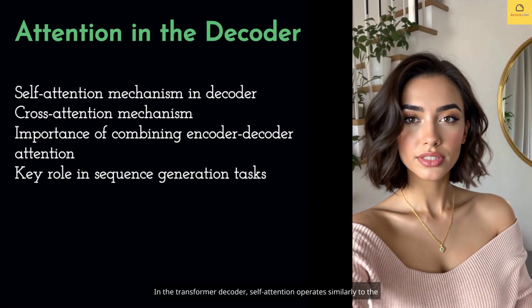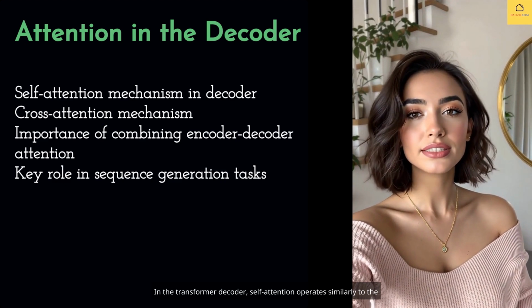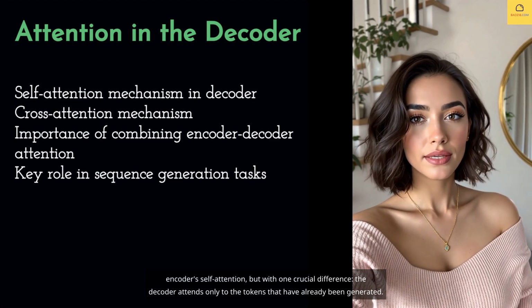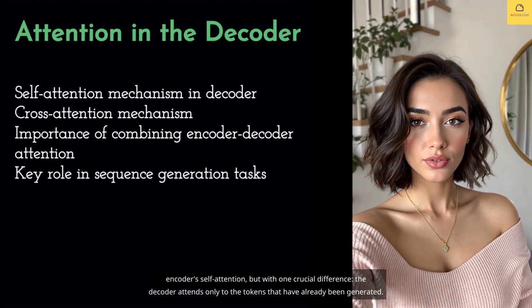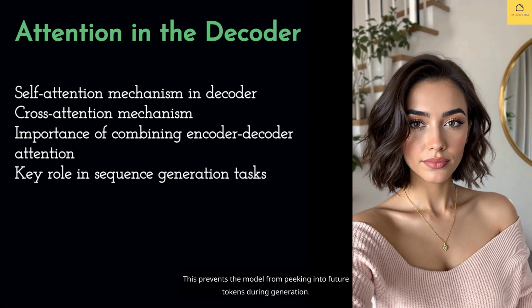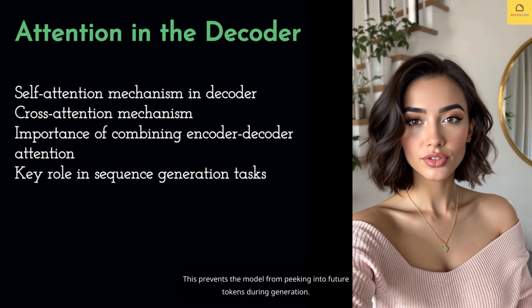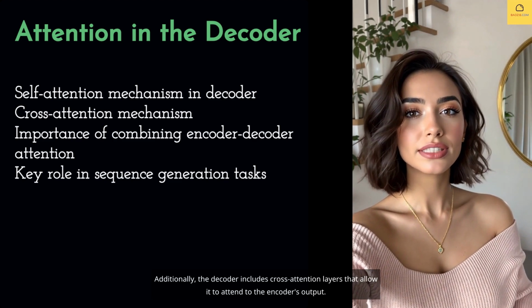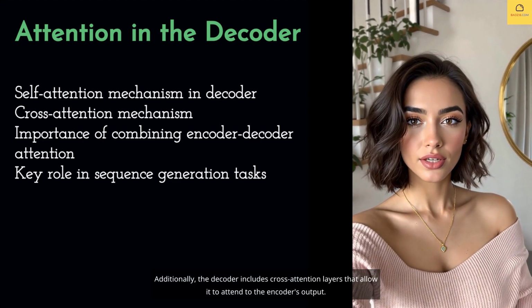In the transformer decoder, self-attention operates similarly to the encoder's self-attention, but with one crucial difference: the decoder attends only to the tokens that have already been generated. This prevents the model from peeking into future tokens during generation. Additionally, the decoder includes cross-attention layers that allow it to attend to the encoder's output.